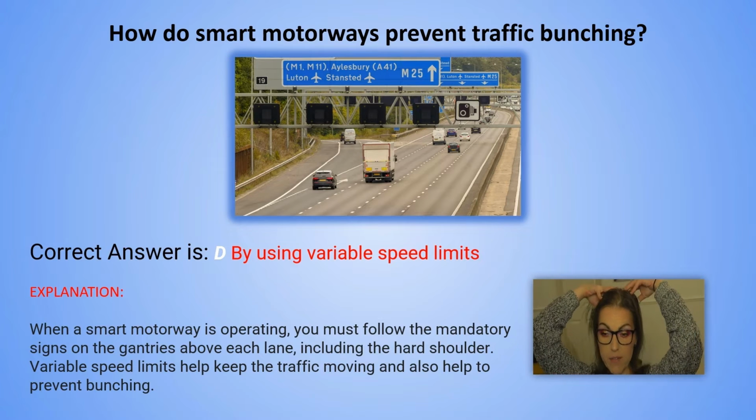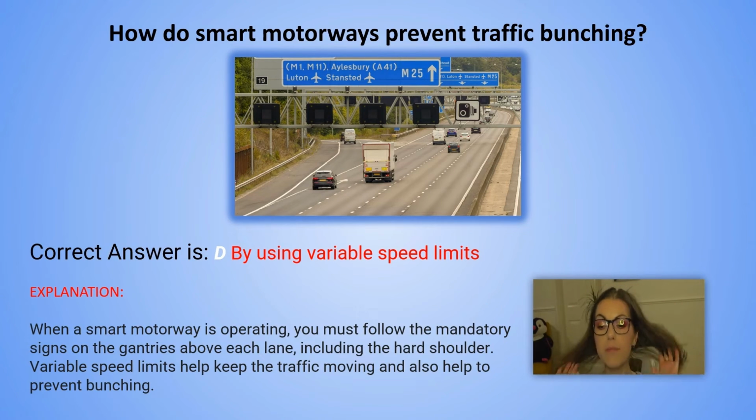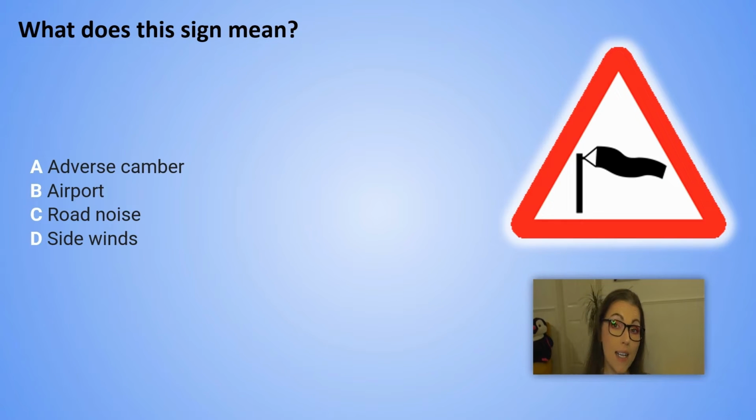Are you guys ready for the next question? Okay, here we go. What does this sign mean? Pay attention to the sign. Red, red, we know the color red. A. Adverse camber. B. Airport. C. Road noise, or D. Side winds.